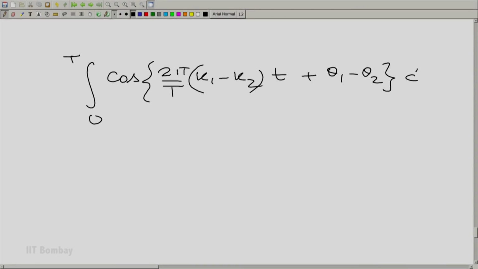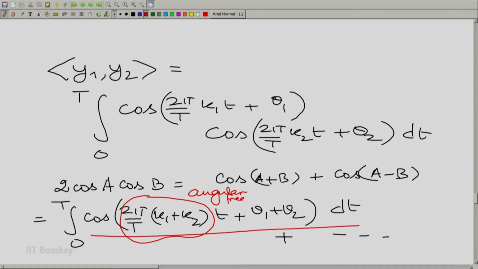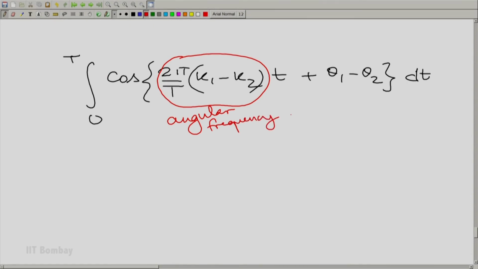Now, look at these two terms. This term is essentially the integral of a sinusoid of angular frequency 2 pi by T times (k1 plus k2). This is the angular frequency here, and this is the angular frequency in the next one. Now, it is very easy to understand these two integrals. You have a finite number either for angular frequency 2 pi by T into (k1 plus k2) or for angular frequency 2 pi by T into (k1 minus k2).